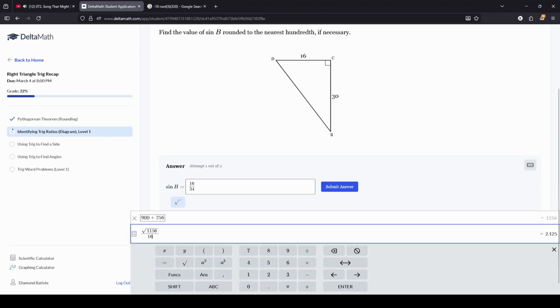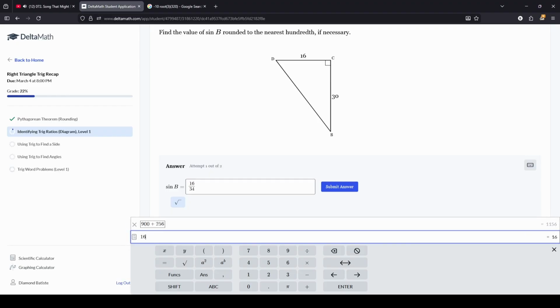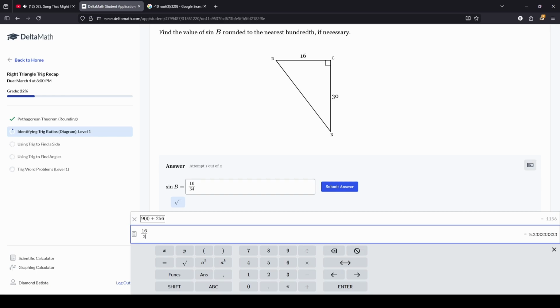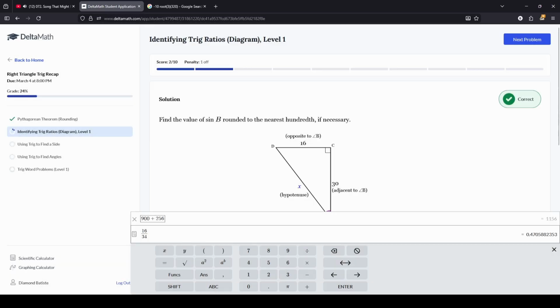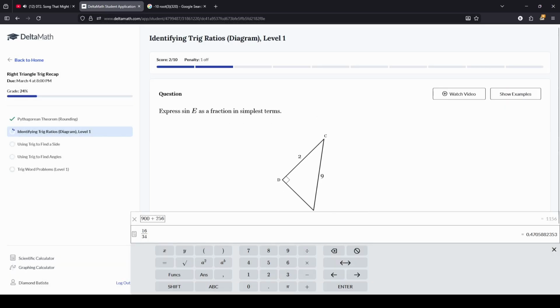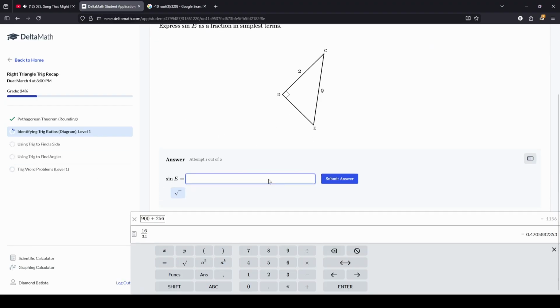16. That's not what I meant to do. 16 over 34 equals 0.47. Oh my God! The 1 out of 10 curse is gone. I finally had 2 out of 10. Oh my gosh, you can turn off this heater too, because I no longer need it. Oh yeah, there we go, my numbers are back.